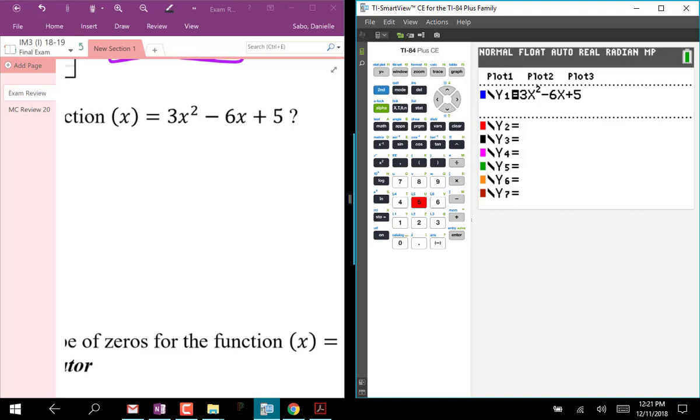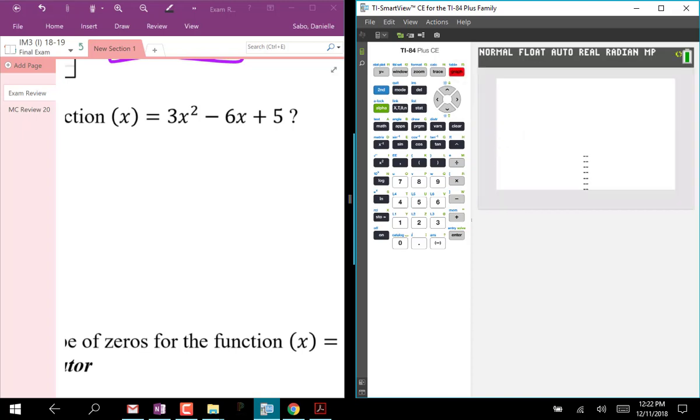98% of math questions, not only in this class, but on an SAT, could be done in your calculator. You can figure it out by using your graphing calculator. So press graph. Let's take a look here. On your graphing calculator, it says your vertex is at 1, up 1, 2. 1, 2. And that's your answer.